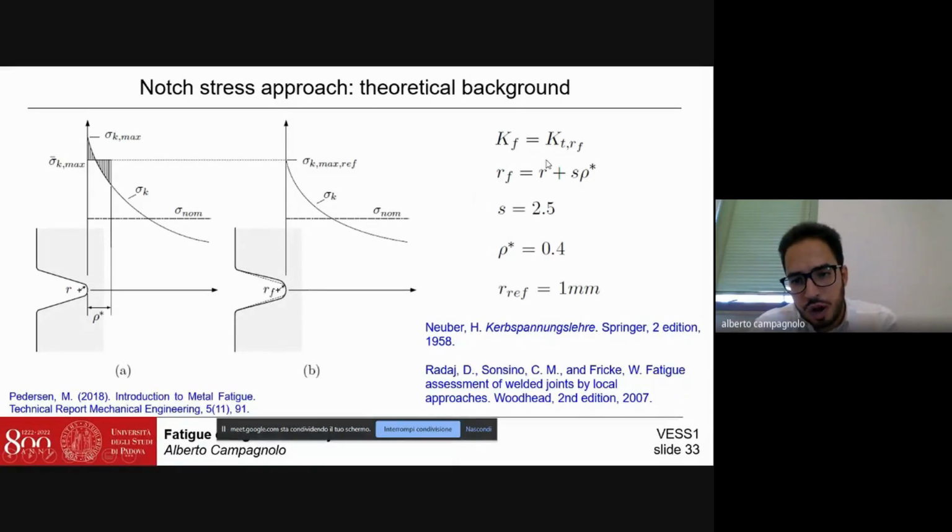Neuber proposed this relationship between the fictitious notch radius and the actual one, corrected by a support factor, which is a function of the load, and typically equal to 2.5 for steel joints under axial loading, and the microstructural support length, which is a material property, equal to 0.4 millimeters.